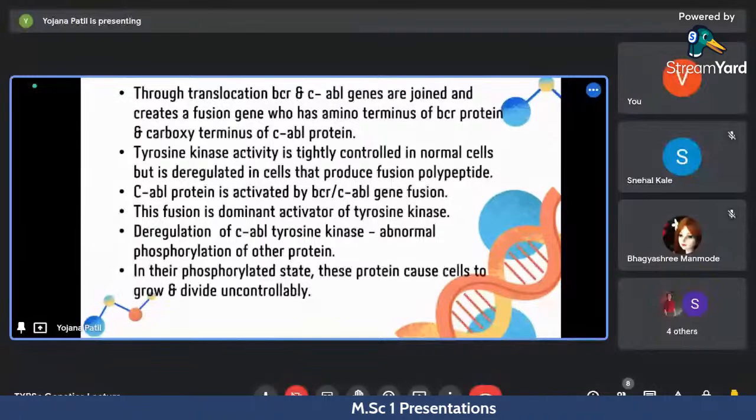Tyrosine kinase. Sir, it encodes CABL oncogene.